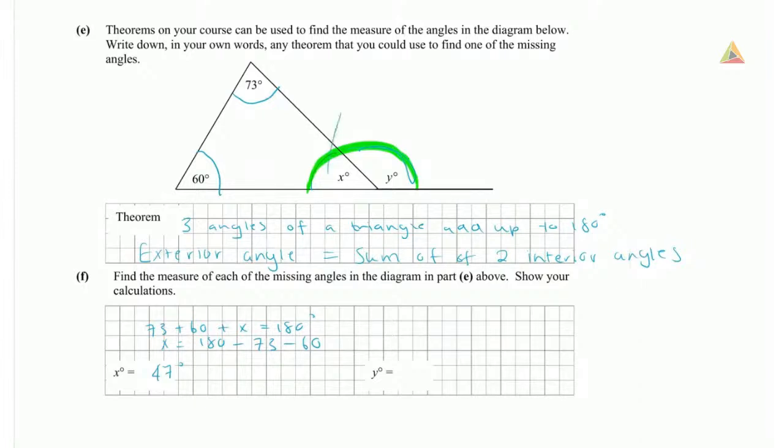Now, if x is 47 degrees, we can get what y is, because the bit highlighted in green there is a straight angle. We know that it's 180 degrees. So y is going to be 180 degrees minus the x part, which is 47. And again, you can put that straight into the calculator. 180 degrees minus 47 degrees is 133 degrees.